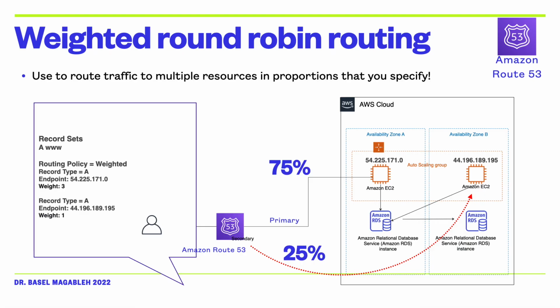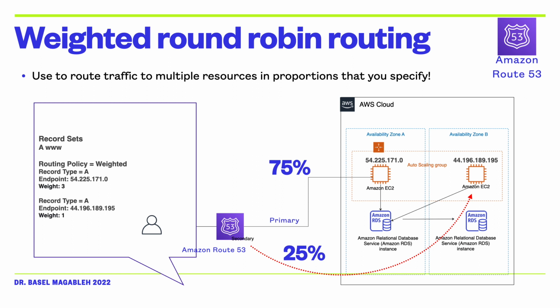Now the second type, what we call weighted round robin routing. With weighted round robin routing, I have a primary EC2 instance in the first availability zone, and I have a secondary EC2 instance in the second availability zone. Now, normally with Route 53, we do this across multiple regions. Why? To guarantee that we have a decent disaster recovery.